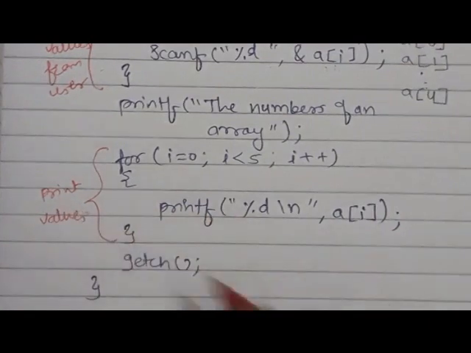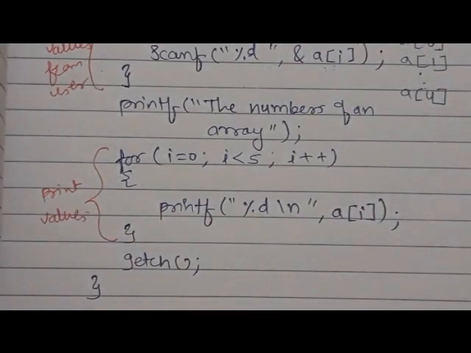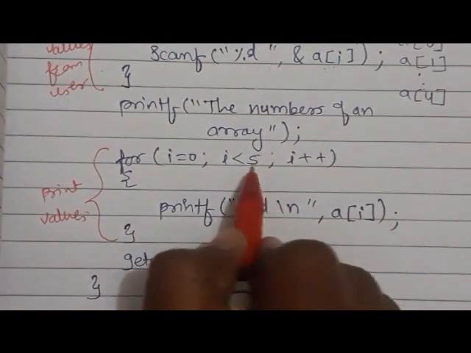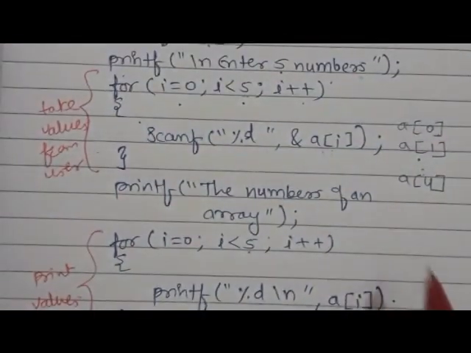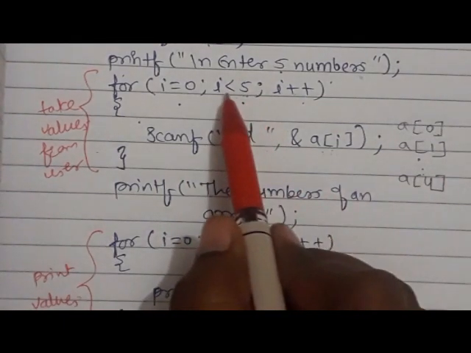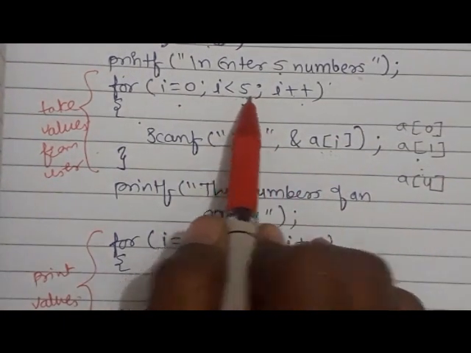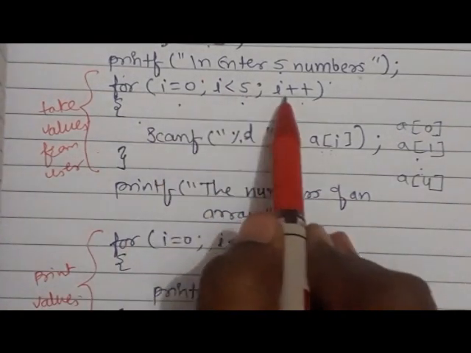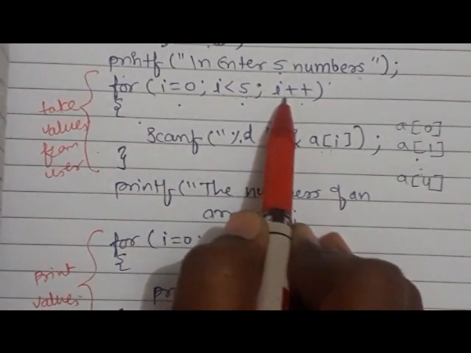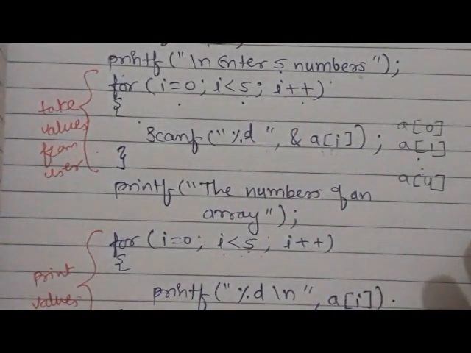So whatever the size of the array is, you have to just mention it over here in the condition. When the size of the array is 10, then in that case you have to write I is less than 10. Or here I is less than 10. Now this variable can be changed. You can take any variable.